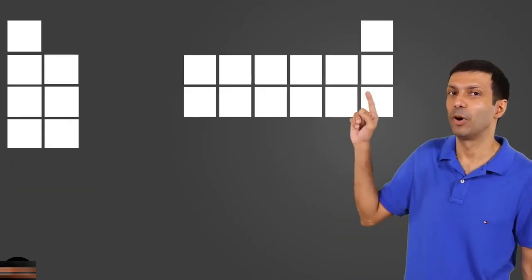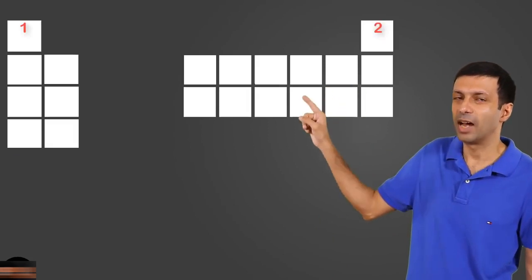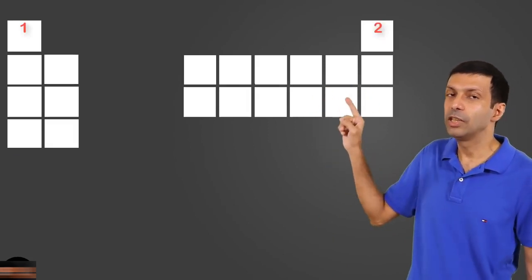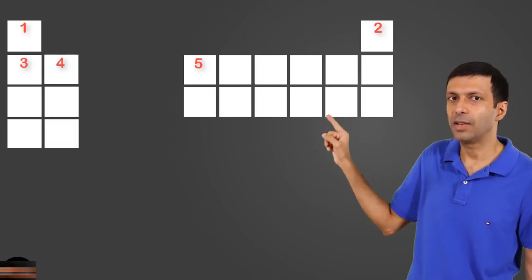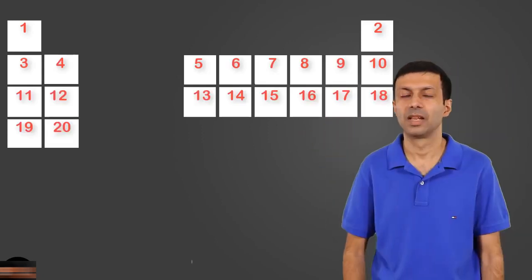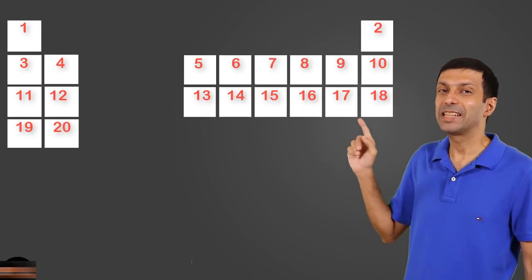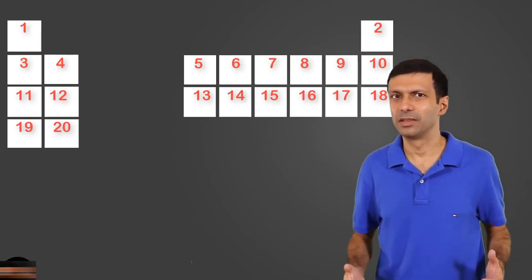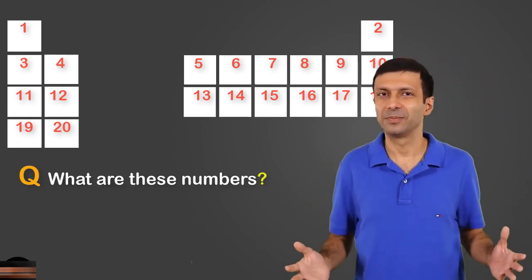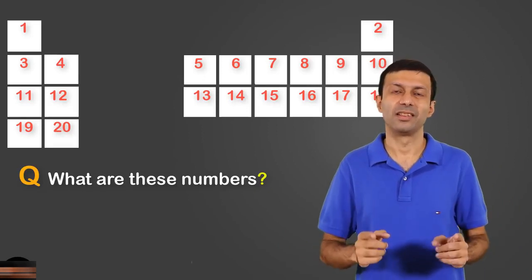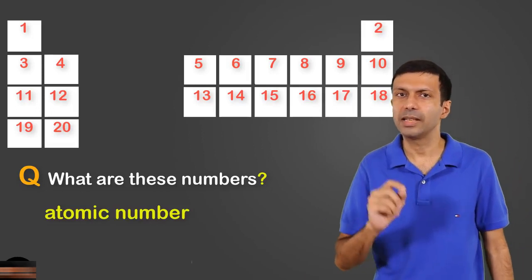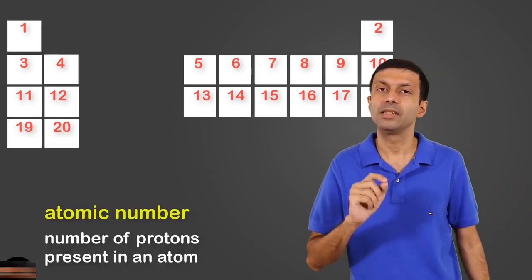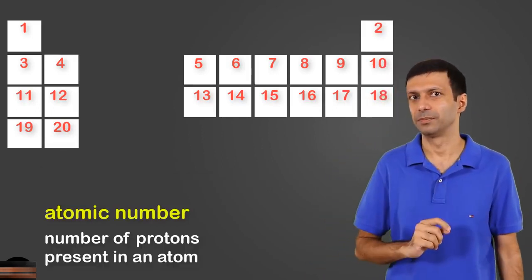Next, start numbering the boxes. So start from 1, 2, finish the first row, then go on to the second row, 3, 4, 5 and so on. These numbers look like serial numbers or roll numbers, but do you know what they really are? That's right, they are atomic numbers. Atomic number is defined as the number of protons present in the nucleus of an element.